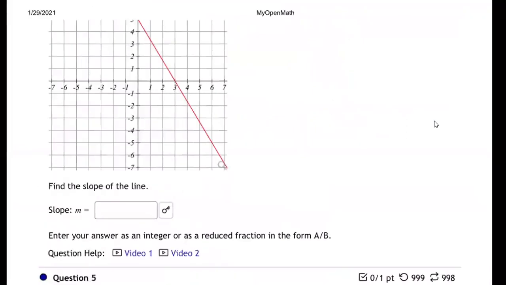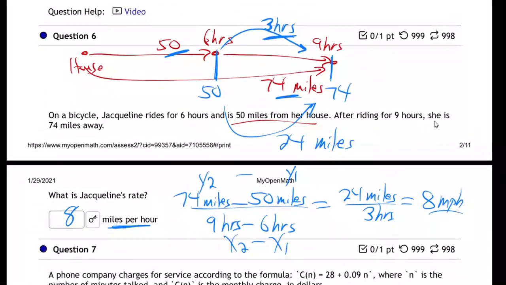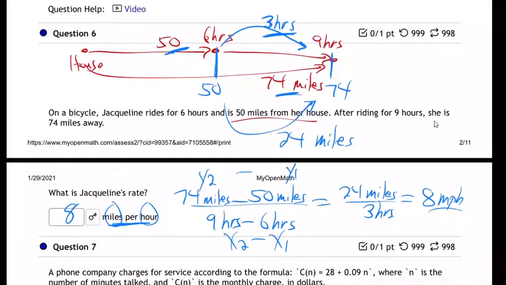And they give us the units. Whoops, I just bumped the screen like crazy there. Miles per hour. So we put miles on the top, hours on the bottom, and we get our answer that way.